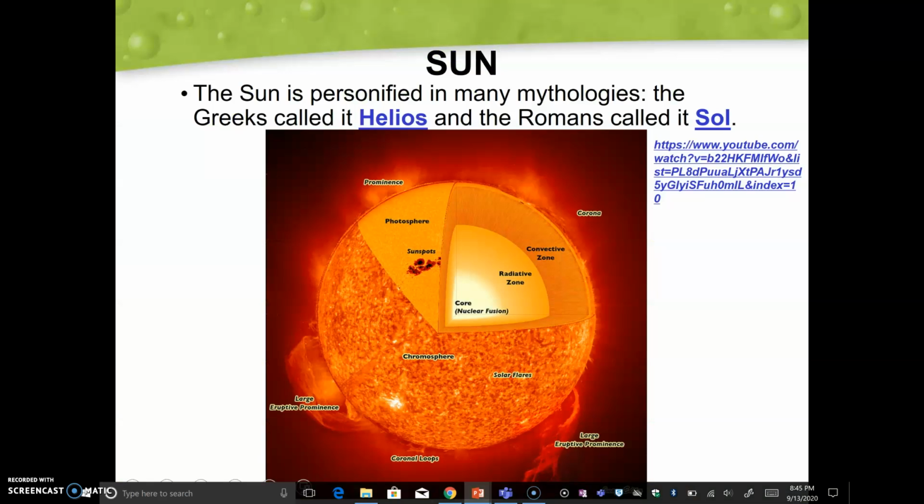Our sun has been personified in many different mythologies, so it became a really important role here. The Greeks called it Helios, and the Romans called it Sol. So that's just some of the different names. Some of the key features that we're going to talk about here are the photosphere and sunspots. So keep those words in the back of your head here.